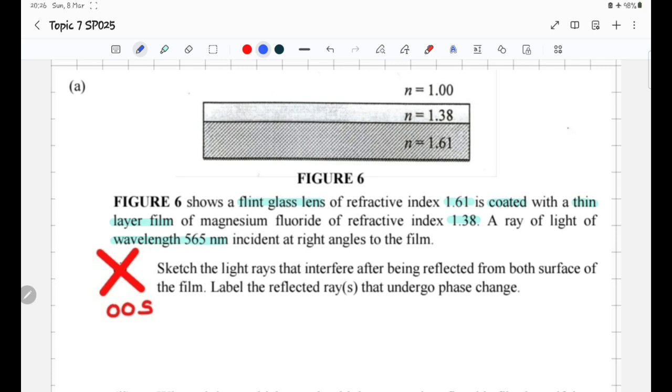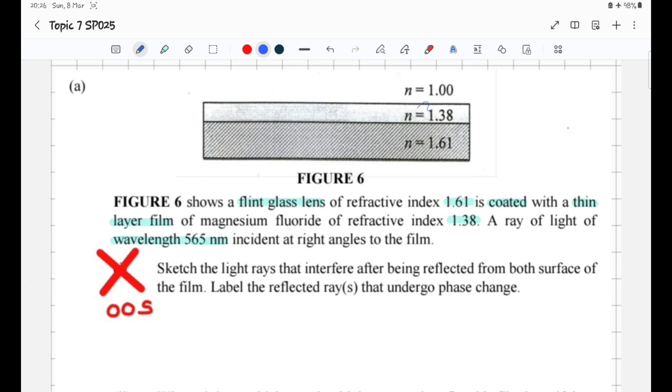Okay, so here's a question that I have chosen from the past year question, that will apply the concept of thin films. First of all, this question you are provided with a diagram. Usually soalan untuk thin film ni sama ada dia bagi diagram ataupun dia tak bagi diagram.